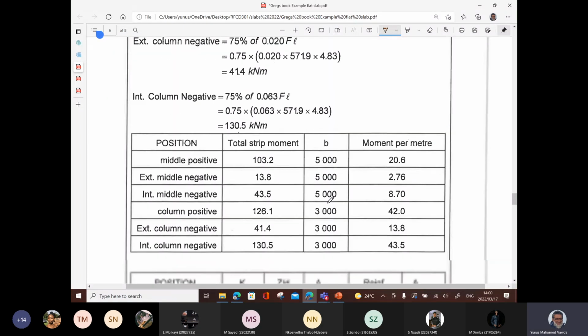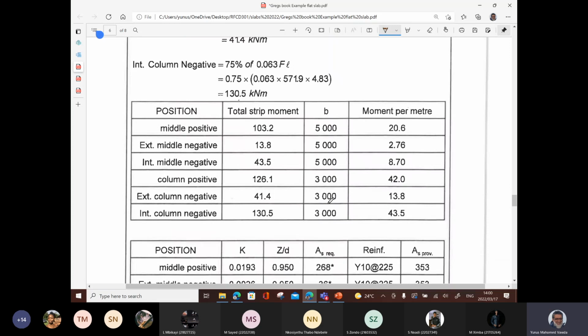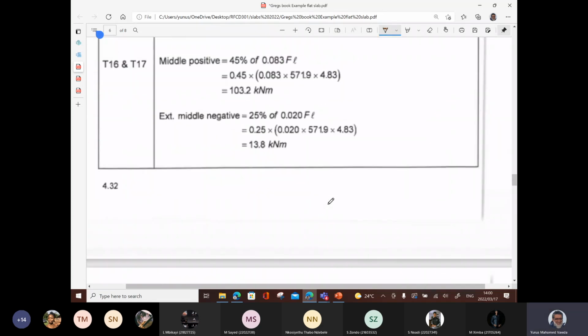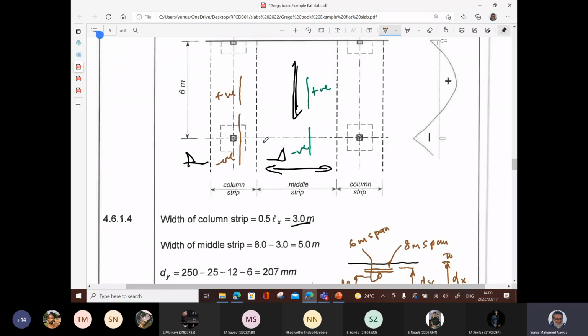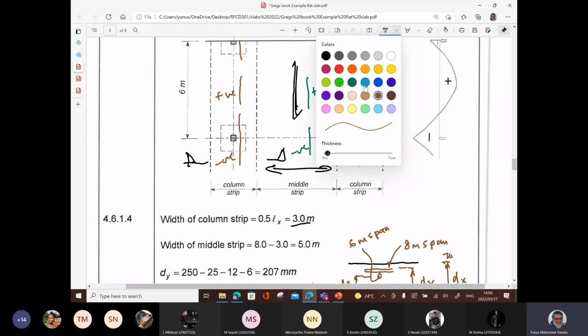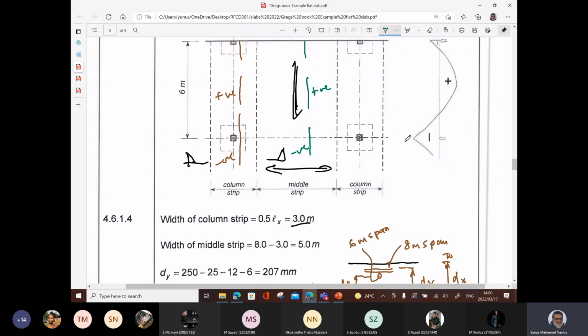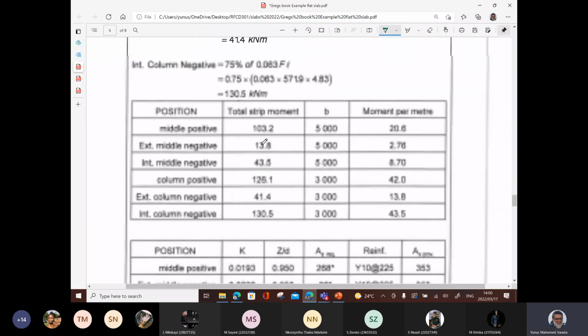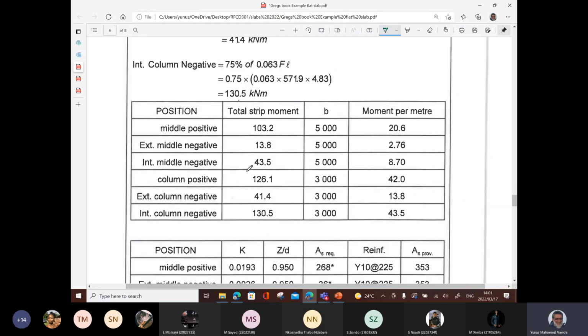Exterior column negative, 75%. And you notice this one has more, because you've got that and you've got that exterior there as well. So you got it for the edge one here as well. The same thing applies here because you've got a different number for that. So that's why you end up with a table like this: middle positive, exterior middle, interior middle negative, exterior column negative, interior column negative.